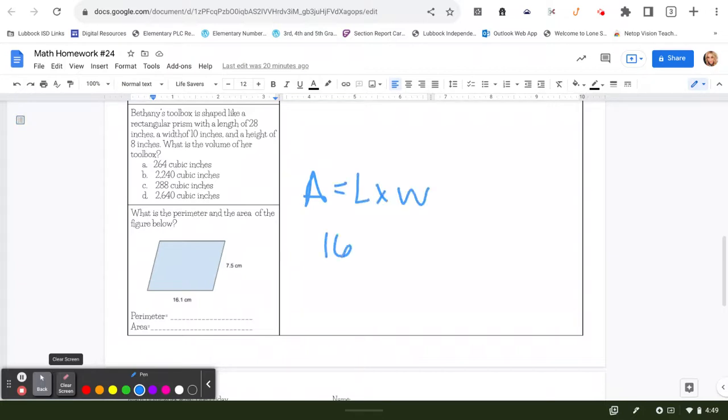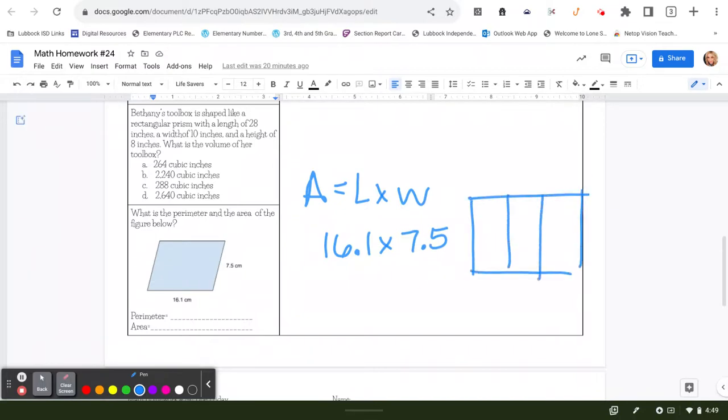For area, remember our formula for area is length times width. So you need to do 16 and 1/10 times 7 and 5/10. If you're going to do area model for this, that's great. You're going to do 161 times 75. Make sure you put your decimal in.